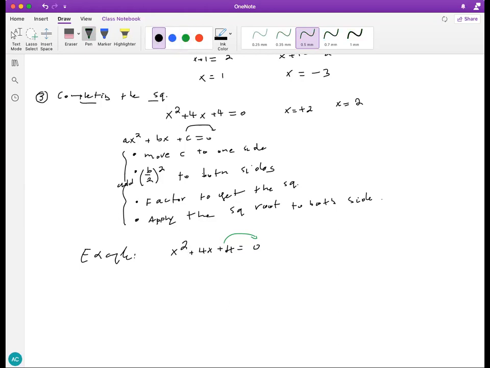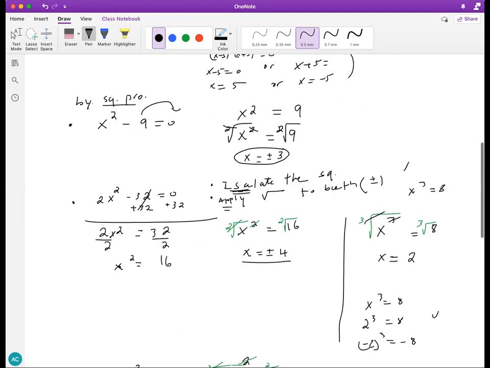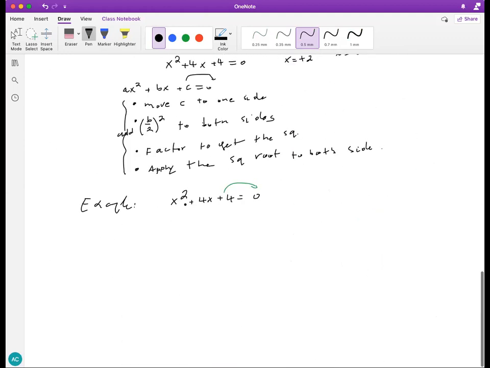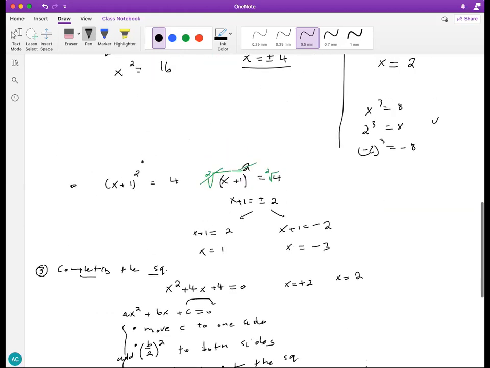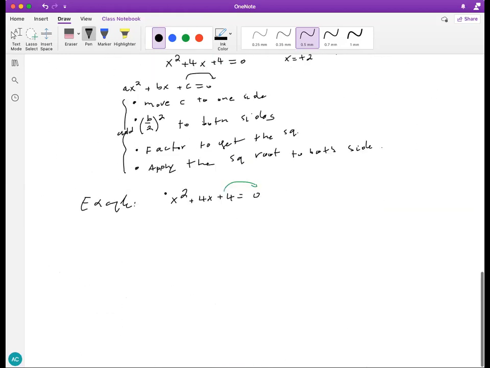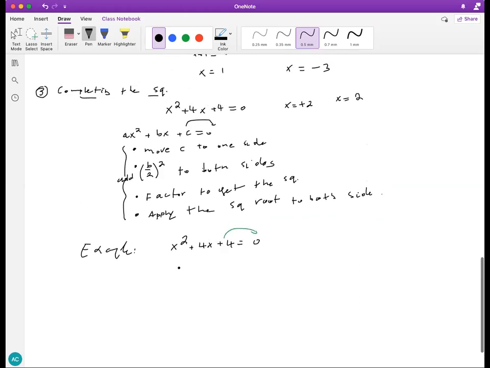Again, the reason why we need to do that is because right now, if we try to isolate the square and apply the square root to it like this, it won't be possible because we're going to end up with x on the other side. That's why we have to make a perfect square out of this, something that looks like this. To do so, we follow this step. So move c over, so x squared plus 4x, and positive 4 turns into negative 4. We're just going to follow this step by step here.